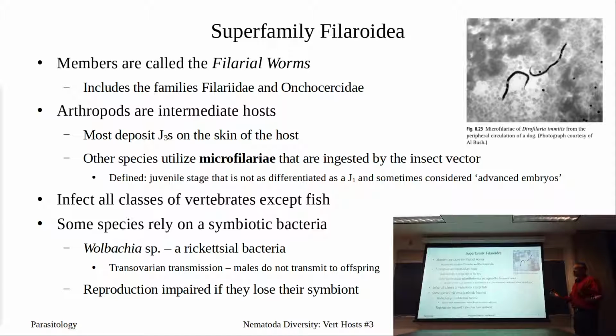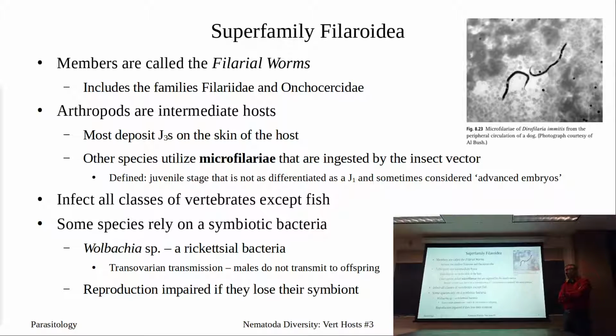All right, so most of these parasites are going to deposit J3s onto the skin of the host, and then you're going to have some insect that comes around and ends up picking it up somehow. Other species are going to utilize these microfilariae, and the microfilariae are going to be ingested by our insect host. So what's a microfilaria? A microfilaria is a juvenile stage that is not as differentiated as a J1. It's sometimes considered an advanced embryo.